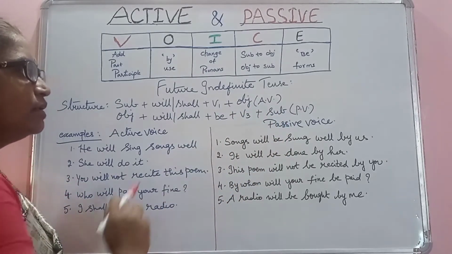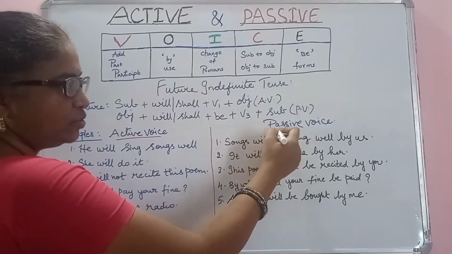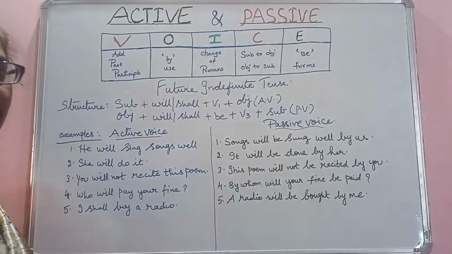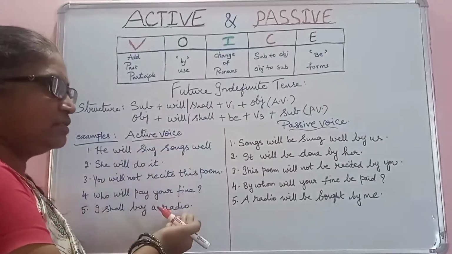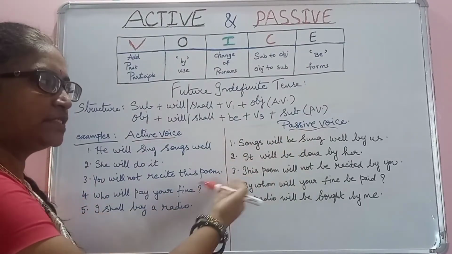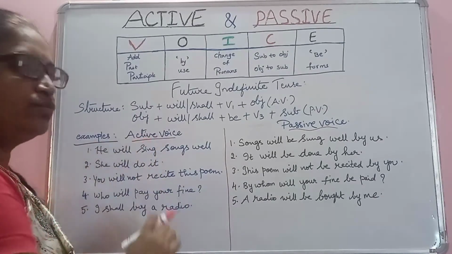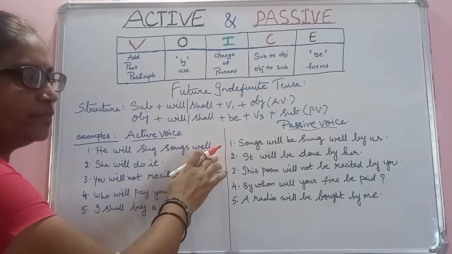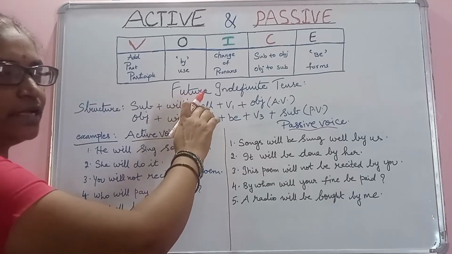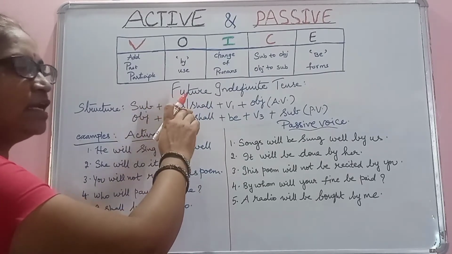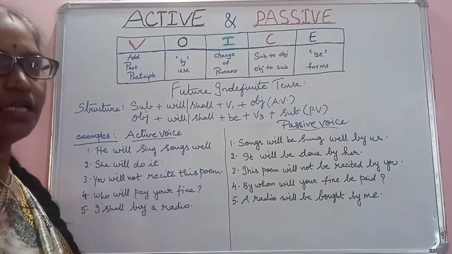See here, these examples give you a complete idea to know about how to change from active to passive voice. Here, active voice sentences and the passive voice sentences are presented. Now, we'll see the active voice sentence: he will sing songs well. When you have this sentence, you must identify whether you have will or shall and whether it is placed with a V1 or not. That is the future indefinite tense.